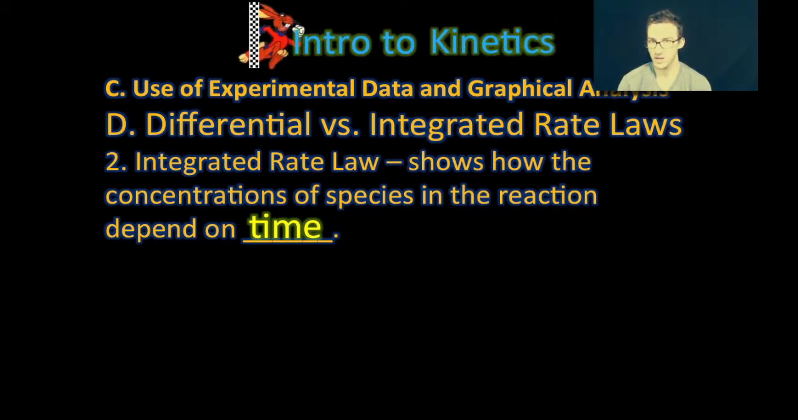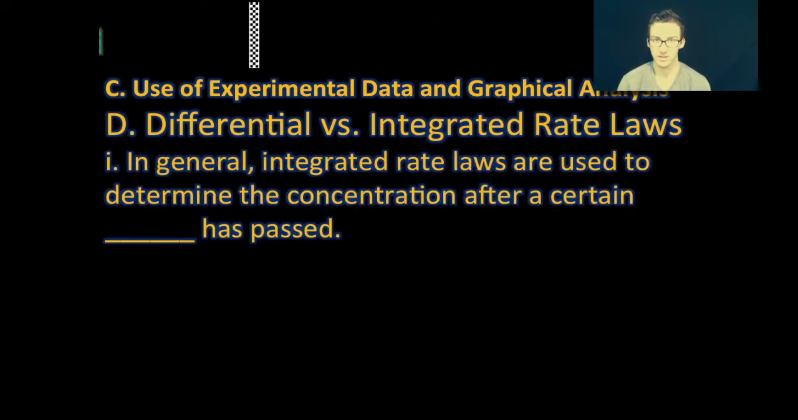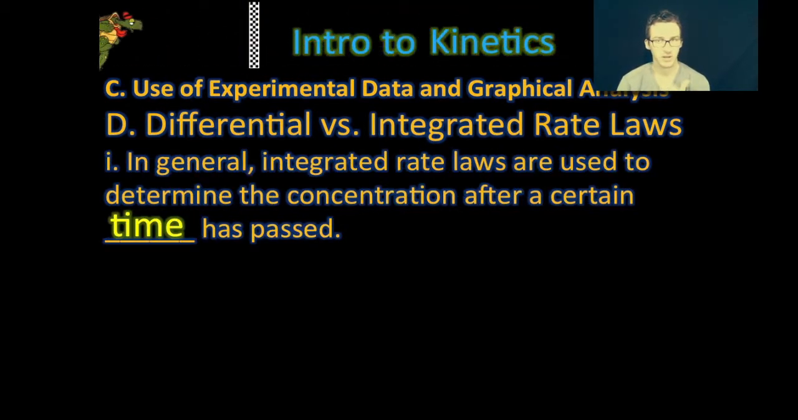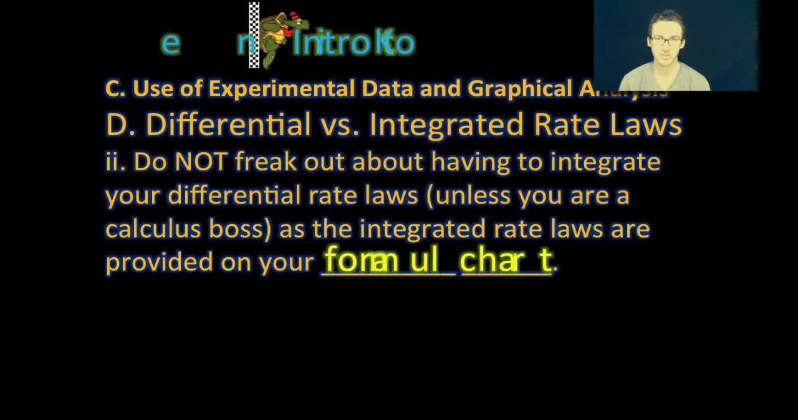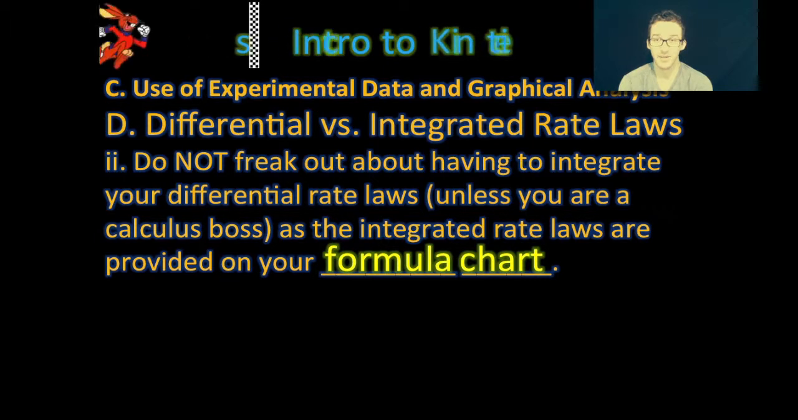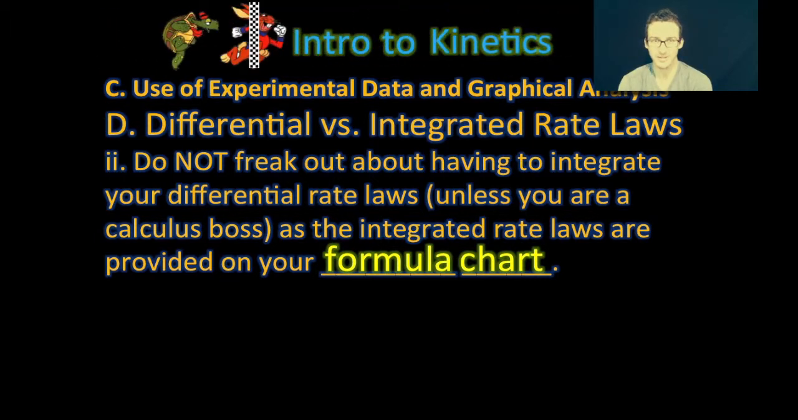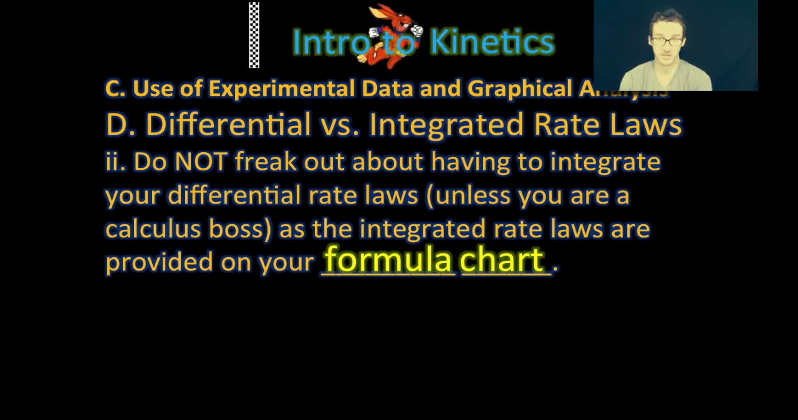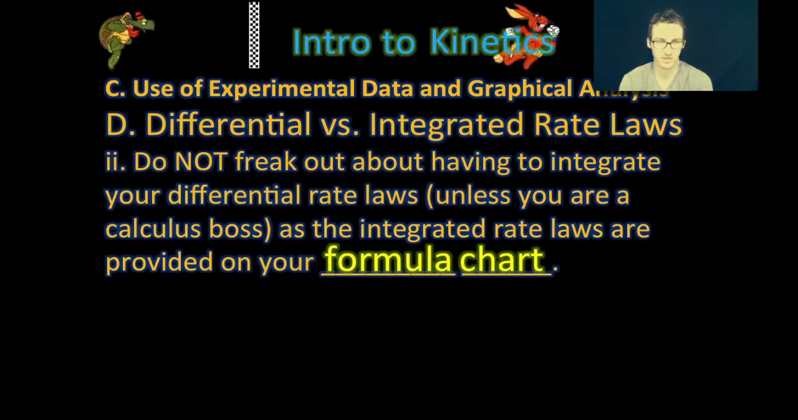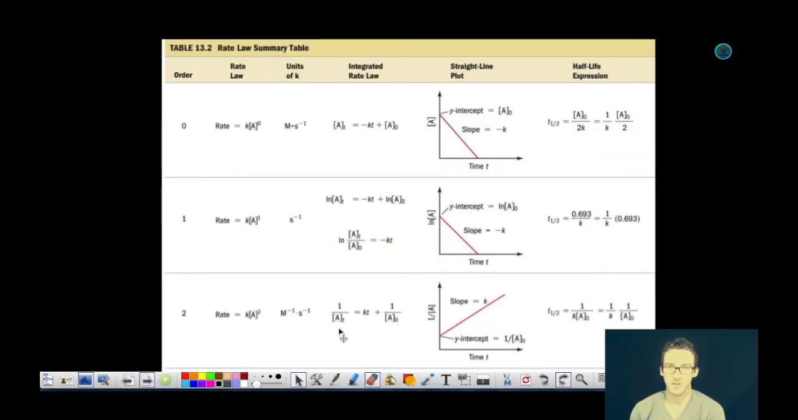Now, this is super helpful for us if, again, we want to know what's going to happen at some future point. So in general, integrated rate laws are used to determine the concentration after a certain time has passed. That's more helpful to us than just determining the rate at some instantaneous point. Now, I don't want you to freak out about having to integrate your differential rate laws, unless you are a calculus boss, which I know some of you are and can probably do it no problem. Just recognize that integrated rate laws are provided on your formula chart for you.